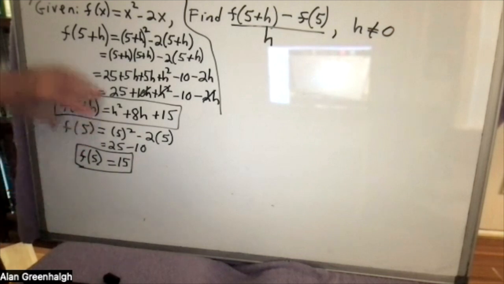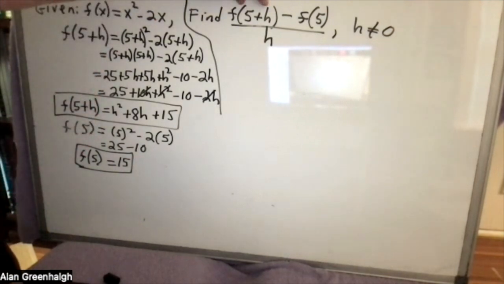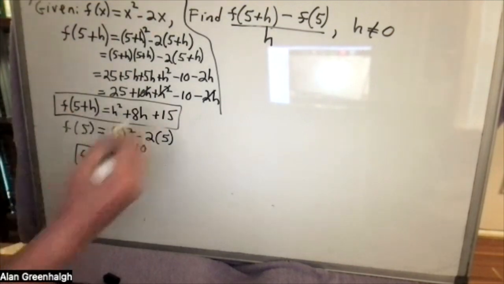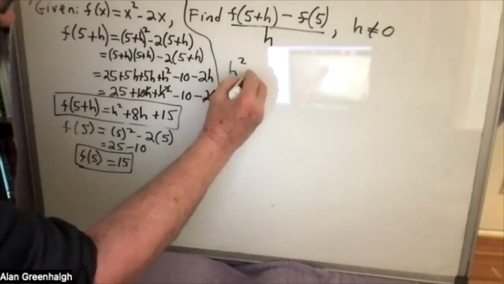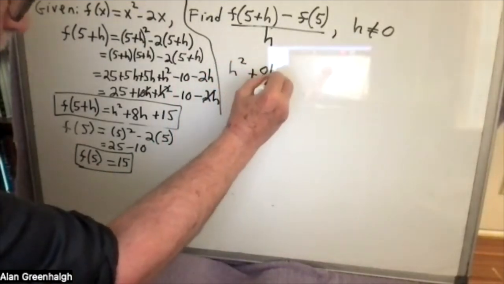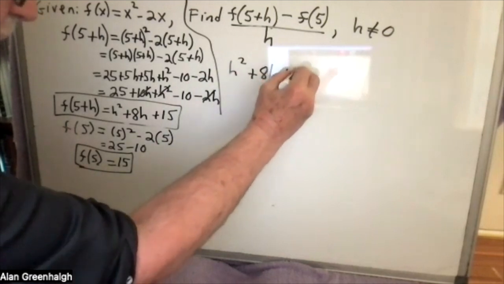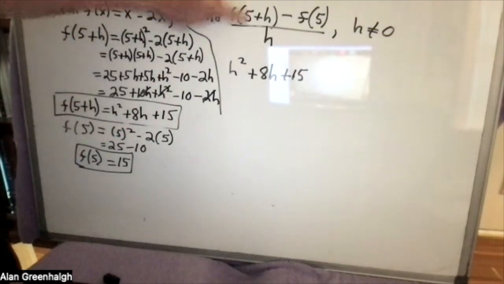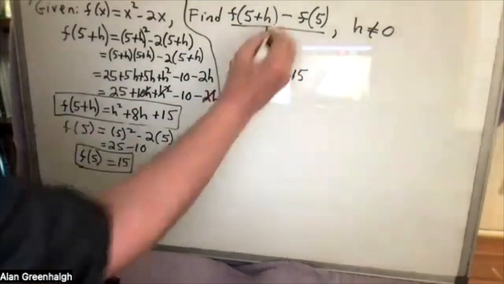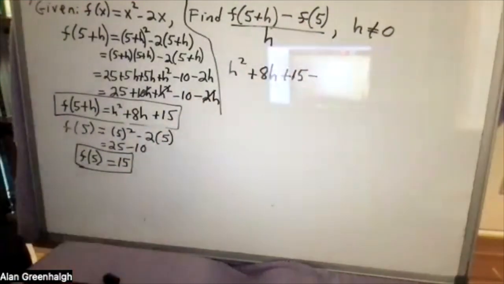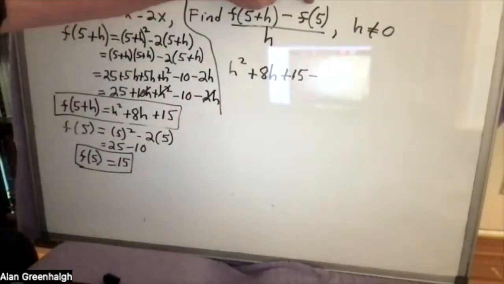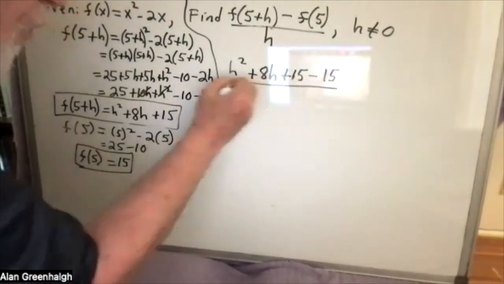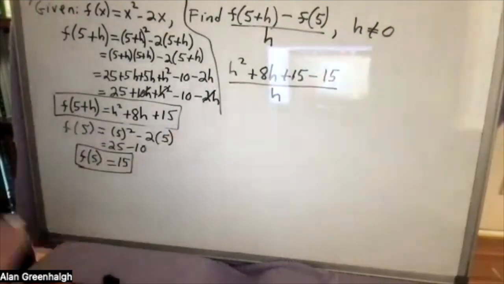Okay, now we take the f of 5 plus h, and instead we substitute what we found it to be, which is h squared plus 8h plus 15. Okay, so we took this, we substituted this for that. Now there's a minus sign there, so you got to put that. And then instead of f of 5, we substitute the 15. All over, don't forget, over h.